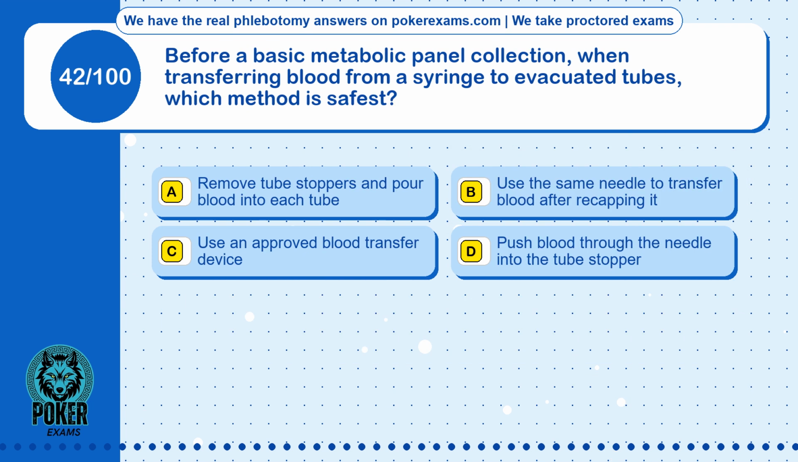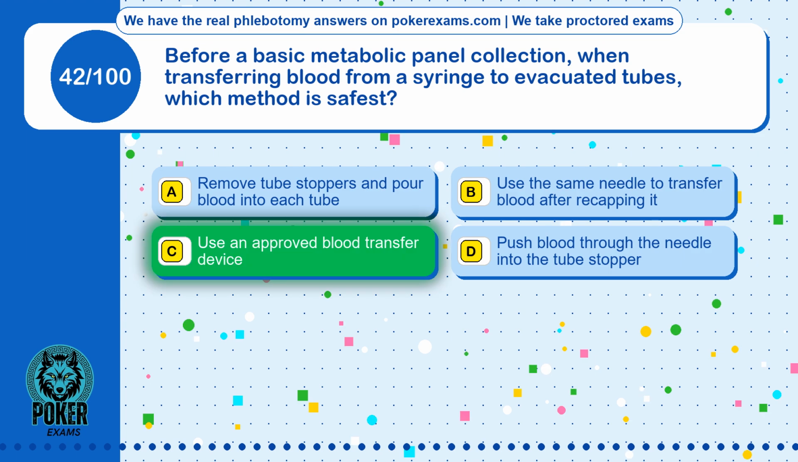Question 42. Before a basic metabolic panel collection, when transferring blood from a syringe to evacuated tubes, which method is safest? Option A. Remove tube stoppers and pour blood into each tube. Option B. Use the same needle to transfer blood after recapping it. Option C. Use an approved blood transfer device. Option D. Push blood through the needle into the tube stopper.